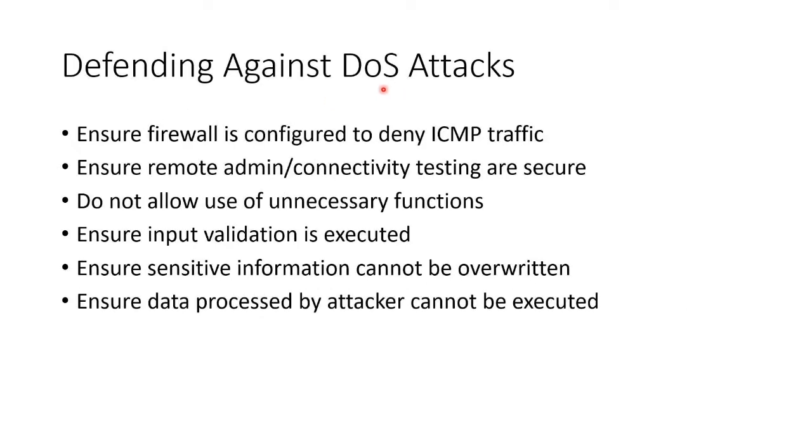To defend against denial of service, make sure the firewall is configured to deny ICMP. Ensure that any remote administrative connectivity, you test it, it's secure. Don't allow the use of unnecessary functions. Ensure that input validation is executed. Make sure that sensitive information cannot be overwritten. Make sure that data processed by an attacker cannot be executed.